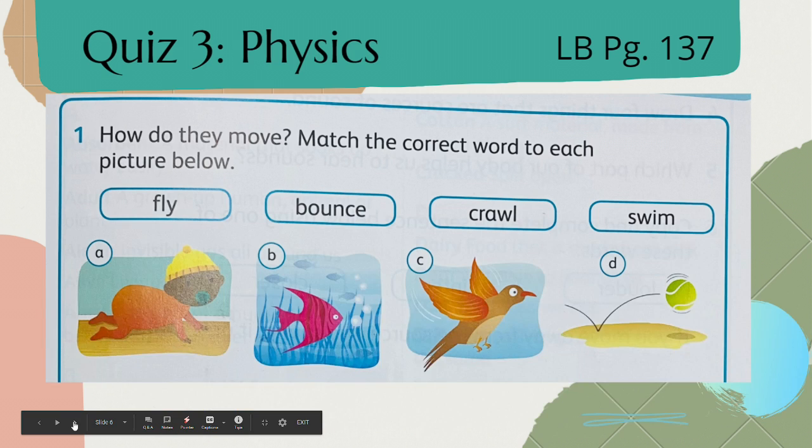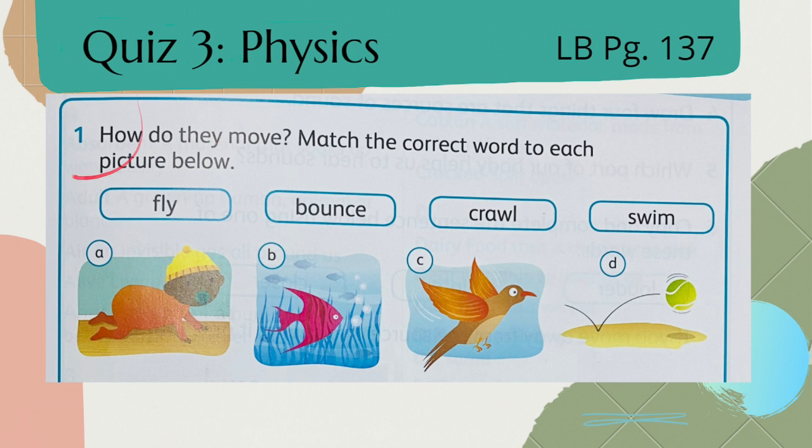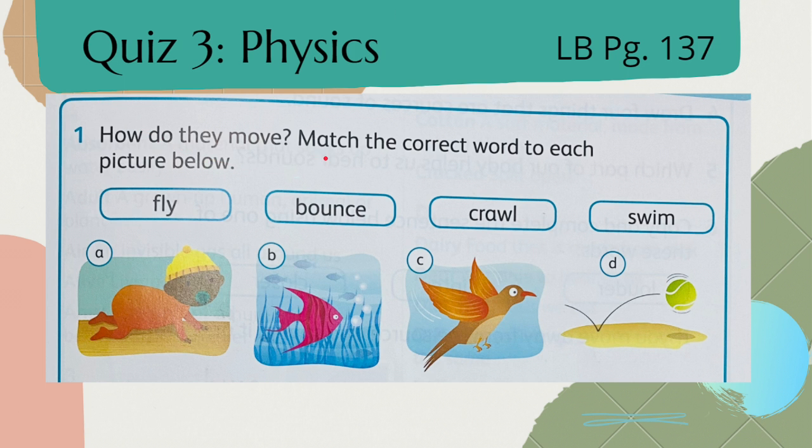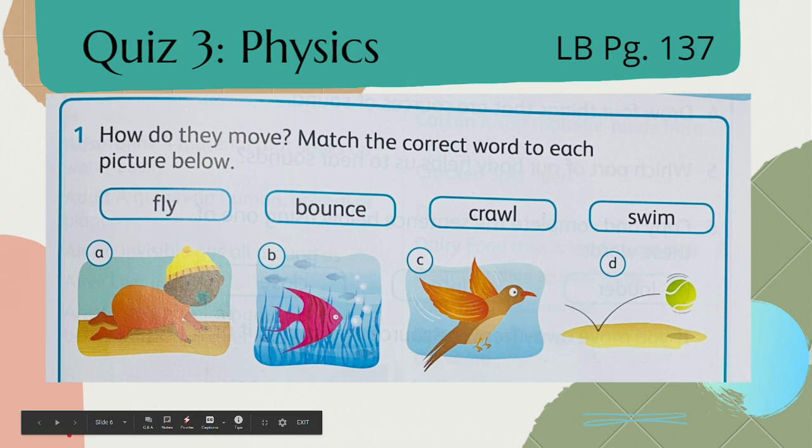In your learner's book, page 137, let's complete quiz 3. Number 1, how do they move? Match the correct word to each picture below. Fly, bounce, crawl, swim. This is a baby, a fish, a bird, and a ball. So how do they move? A baby can crawl. Here, a fish can swim, and the bird can fly, and the ball can bounce.